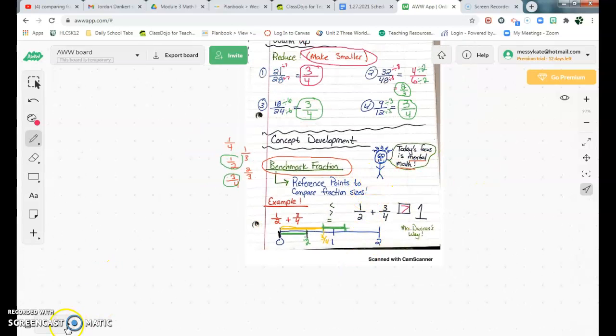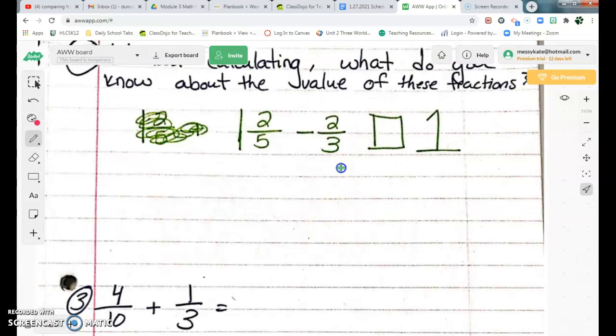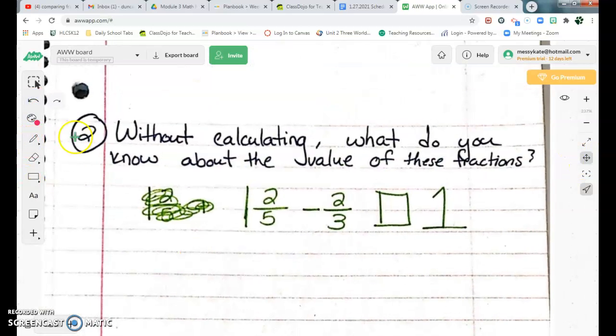Now we're going to go to our second page of our math notes. Okay, it says right here for number 2, without calculating, which means without solving, what do you know about the value of these fractions? So I have 1 2/5 minus 2/3. Is that going to be greater than, less than, or equal to 1 whole?